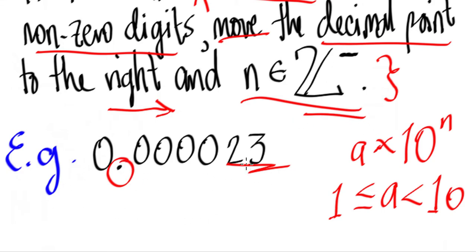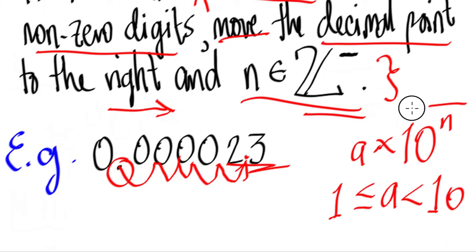So shall we have it? Let's move this decimal point going to the right until we achieve the value of a. If we move it here, do we achieve the value of a? No, it's still 0. If we move another one, no, not yet. If we move another one, no, we have 4 zeros there. If I move another one, not yet. And voila, if we move until here, we will have a value of a which is 2.3. And 2.3 is exactly between 1 and 10. So that's our value of a.